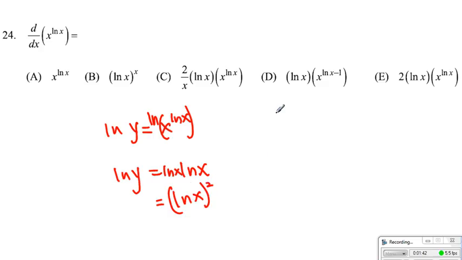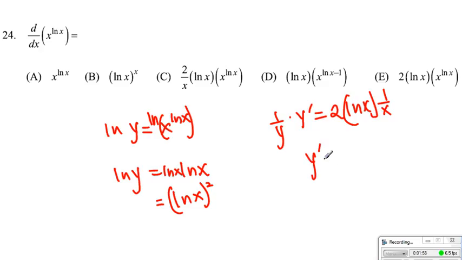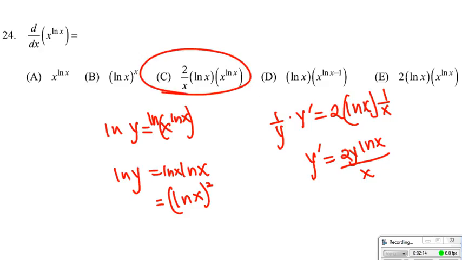So as we take the derivative, then we get 1 over y times y prime, which is equal to 2 comes out, and then ln of x. By the chain rule, we will end up having 1 over x. So therefore, y prime, which we are looking for, is simply y times 2 ln of x over x. What is equivalent to this one? It seems to be that choice C is our answer.